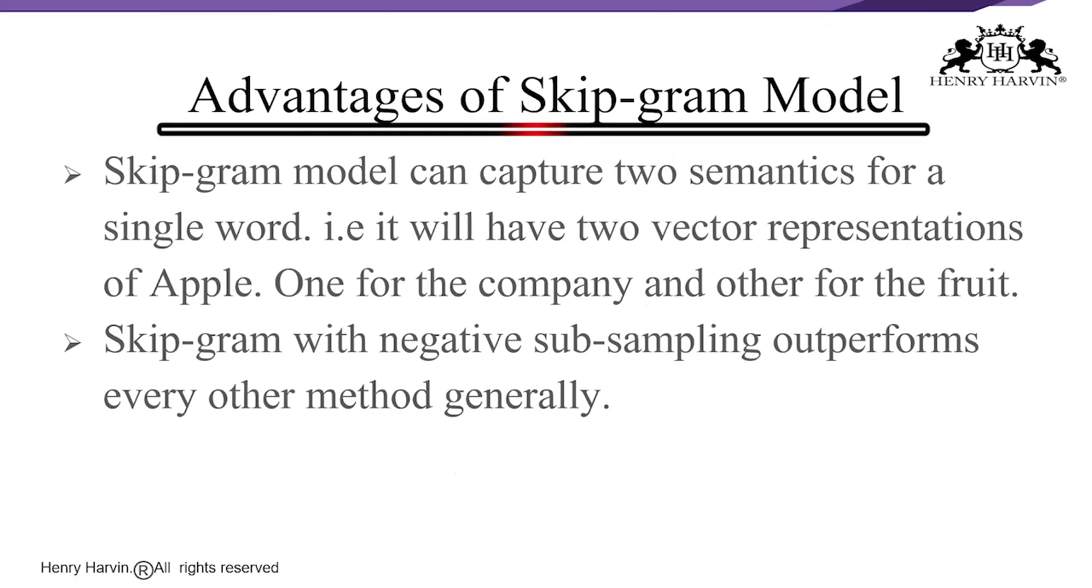The skip-gram model can capture two semantics for a single word. Basically, it will try to have two vector representations of apple: one for the Apple company and the other for the fruit product. And skip-gram with negative sampling generally outperforms every other method. So basically, CBOW and skip-gram are really important to understand, because these concepts are really important.